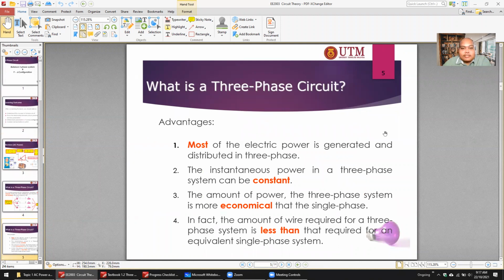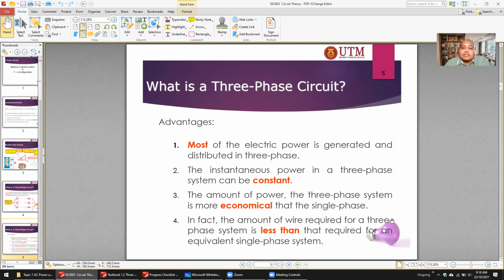What is a three-phase circuit? What is the advantage? Basically most of the electrical systems generated are three-phase. Even in your distribution system, it is still a three-phase system. The instantaneous power in the three-phase system can be constant. The amount of power for three-phase is more economic than single phase.